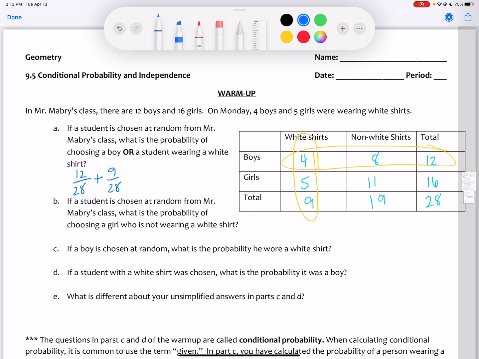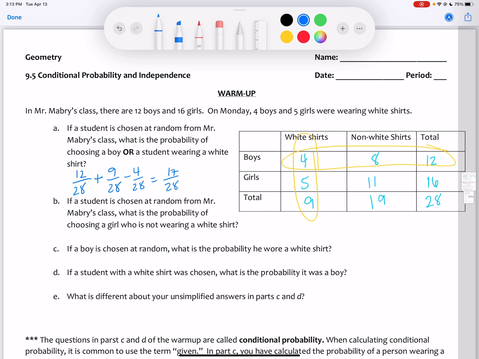But what has happened is I've added a value twice. Do you see how the 4 is circled twice? So if the 4 is circled twice, I've got to subtract that out because I only want to count it one time. So then I'm just adding 12 plus 9 minus 4, which is going to be 17 out of 28. And I'm totally fine with you leaving these fractions unsimplified. 17 over 28 doesn't simplify regardless, but if you were able to simplify it, you can leave it just like that.